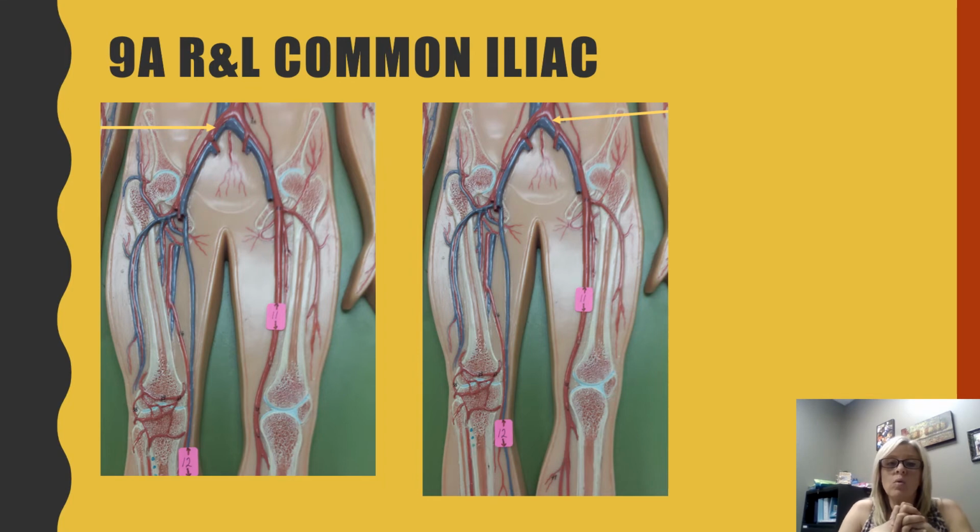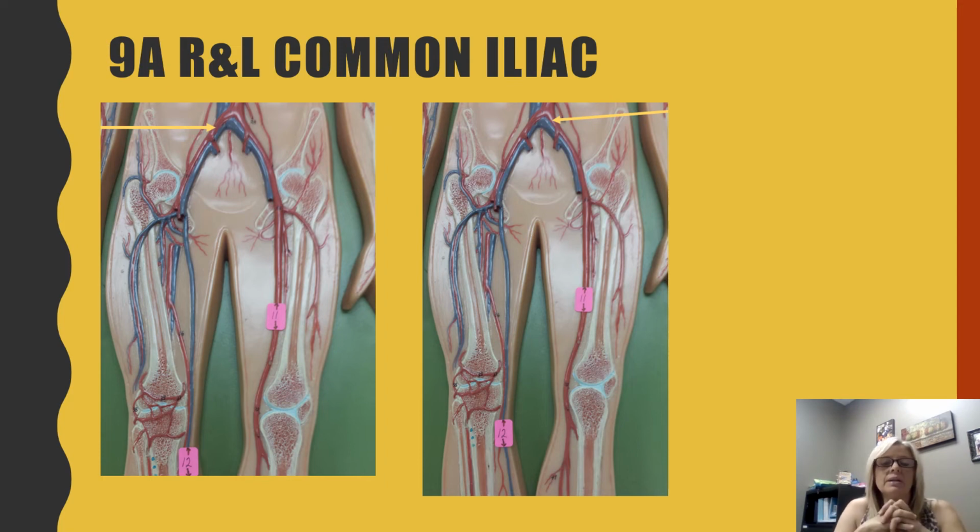All right, so now we're going to look at the common iliac artery. This is paired, so you have one on each side. Common structures, when they have the name common, are usually going to split off into things like the internal and external. So it's going to bifurcate or split into two.